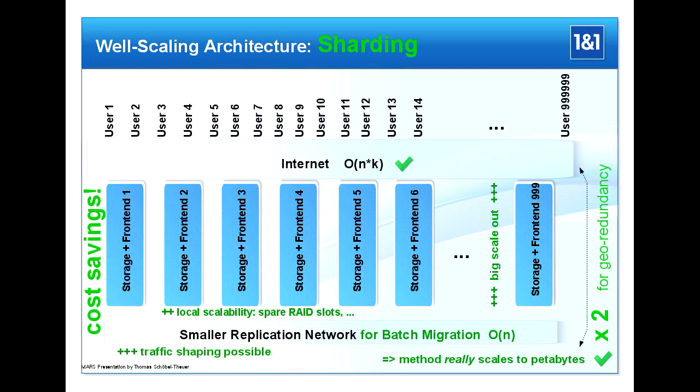The idea is that storage plus front-end are on the same machine. In our case, we have RAID controllers in hardware, so just a PCI Express card. So it consumes much less power and much less rack space, and you are halving the number of servers to be deployed for the same amount of storage or for the same workload. What you need here is, of course, internet access, but you need it always. This architecture scales as well as the internet as such will scale. I think this is an important property.